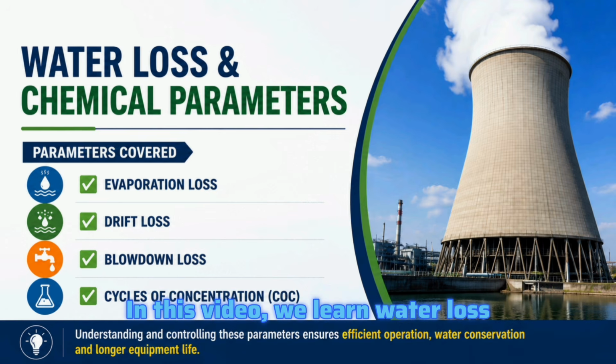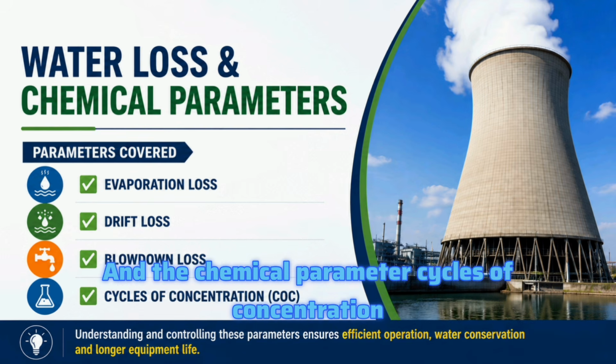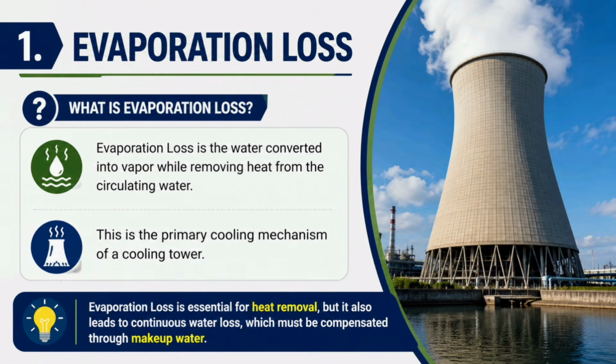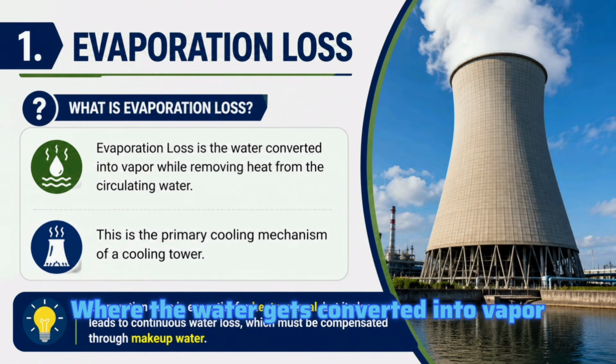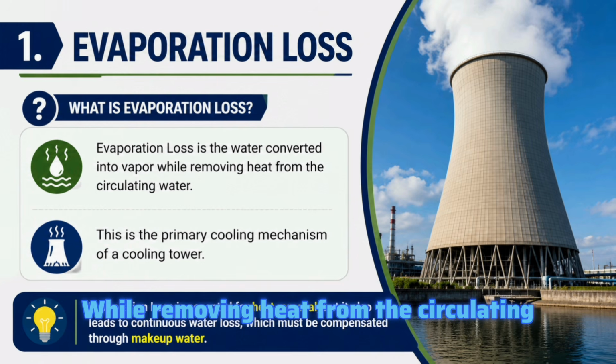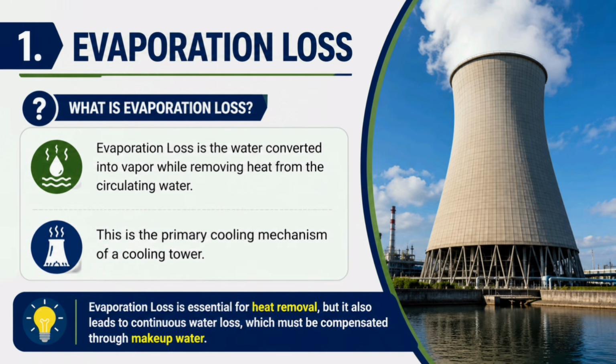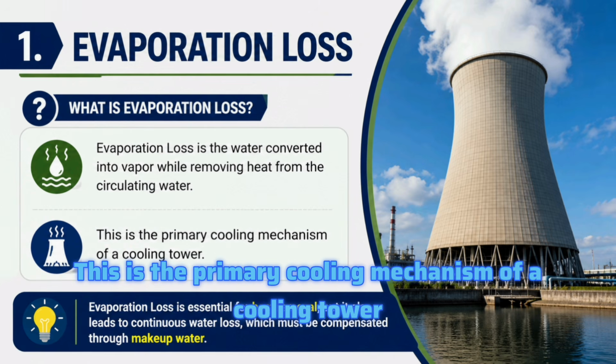In this video, we will learn water loss due to evaporation, due to drift and blowdown losses, and the chemical parameter cycles of concentration, nothing but COC. Evaporation loss is the loss of water that occurs when the water gets converted into vapor while removing heat from the circulating water. This is the primary cooling mechanism of a cooling tower.